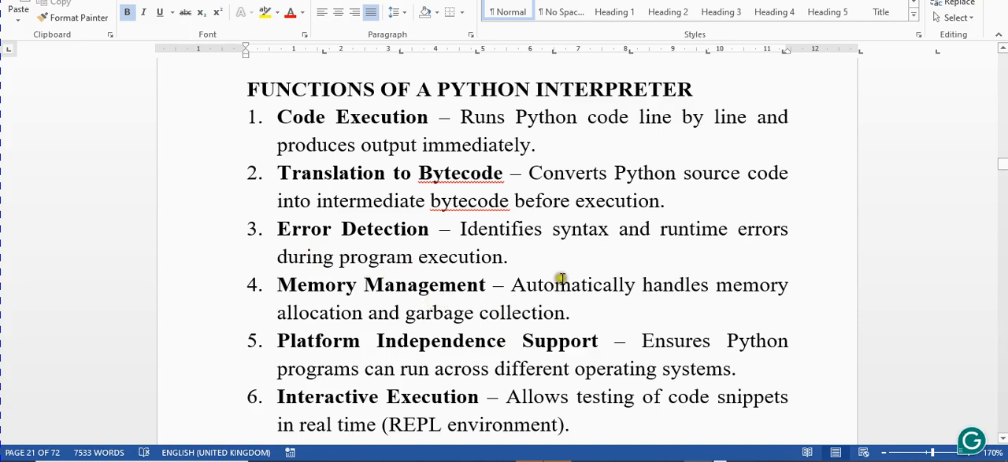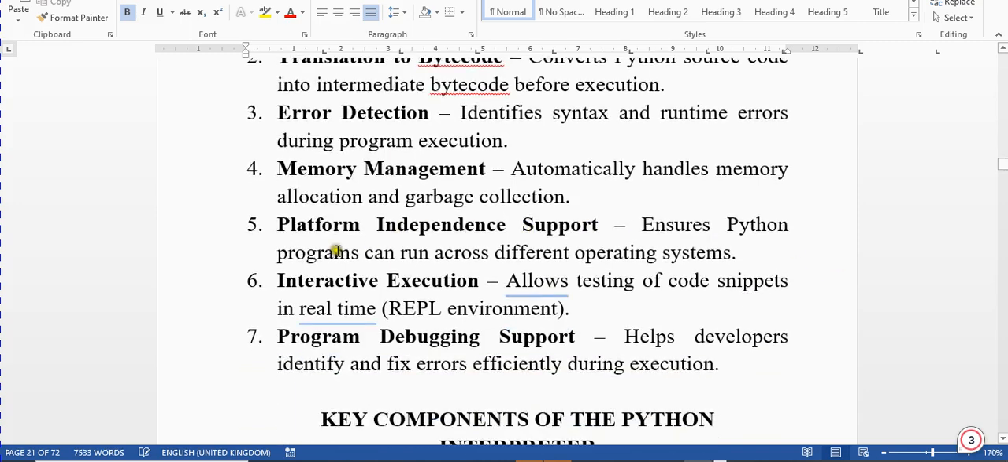Memory management: automatically handles memory allocation and garbage collection. Ensure Python programs can run across different operating systems. Then allow testing of code snippets in real time. Then help developers identify and fix errors efficiently during execution. So these are the features of the Python interpreter.